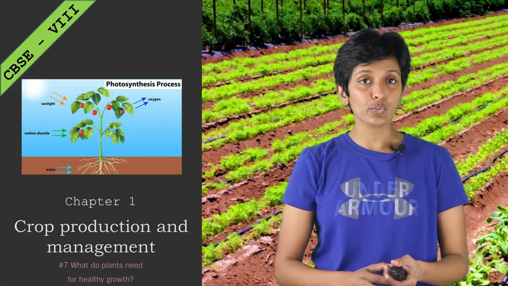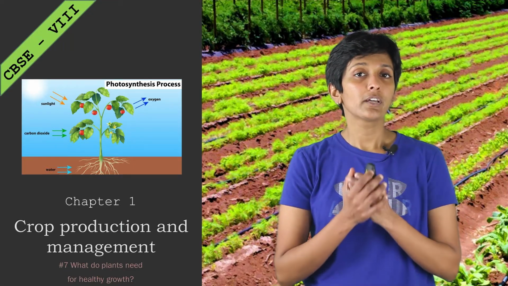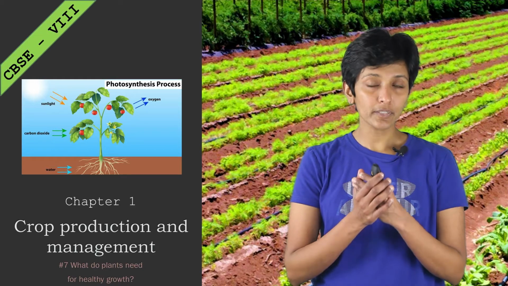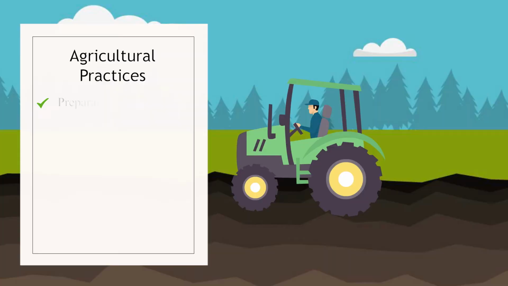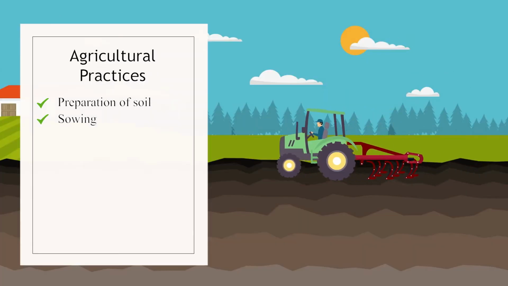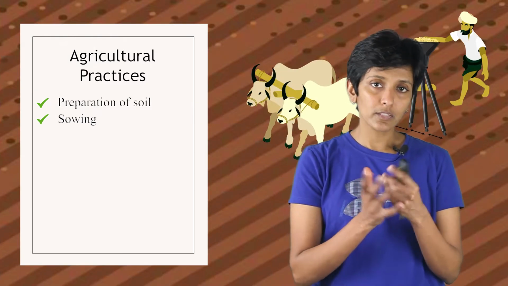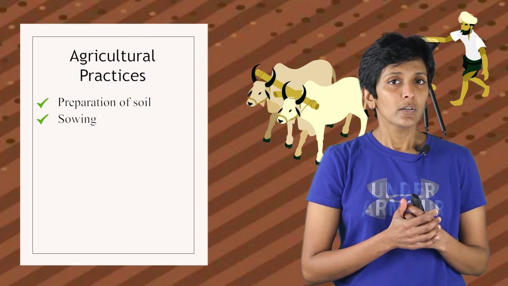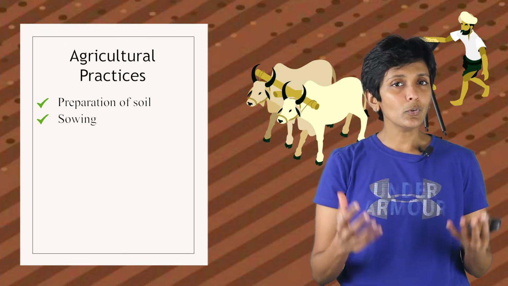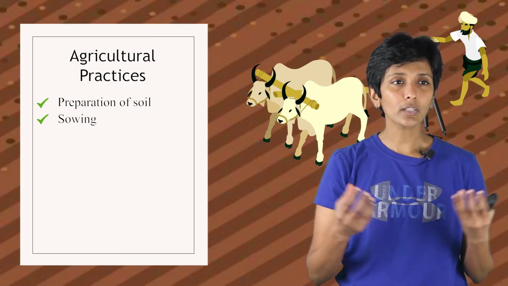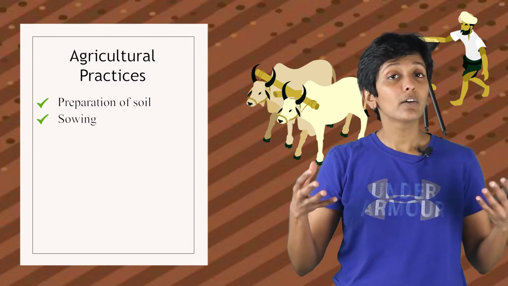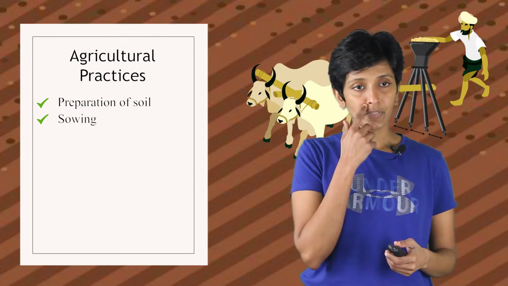In the video so far, we have looked at the two steps that are important in crop production. We looked at how soil preparation happens, and then we also looked at sowing the seeds. In this video, we look at the next thing, which is what do plants need? So, what are the things that plants need from the soil in particular?